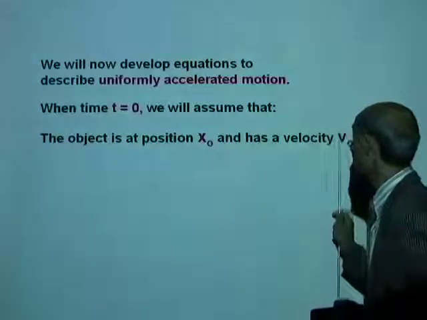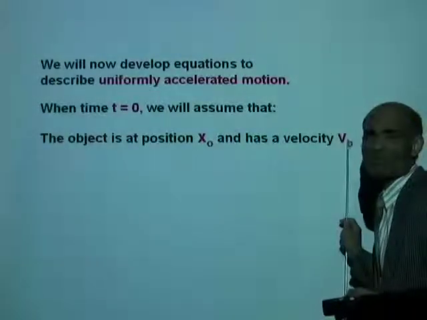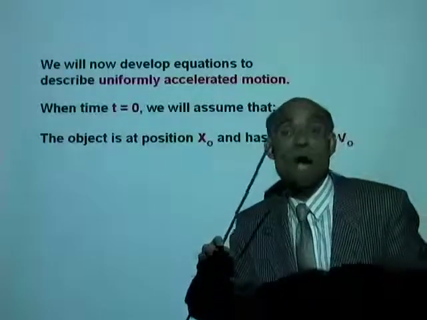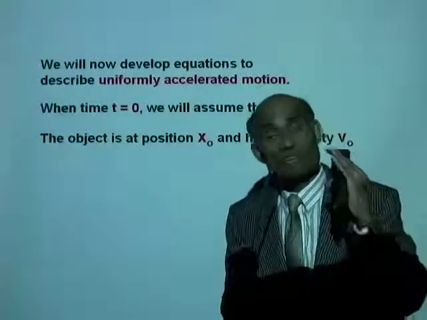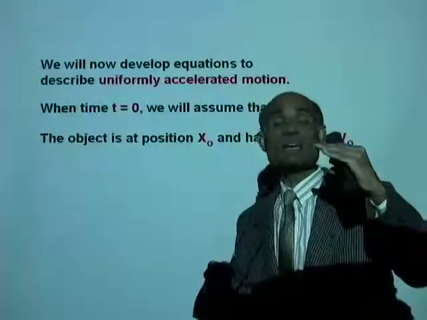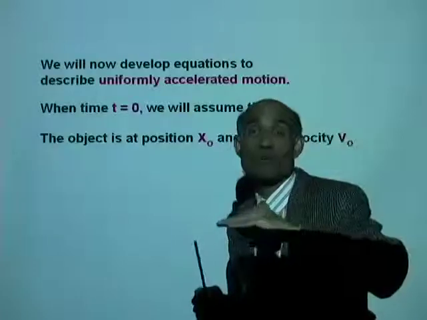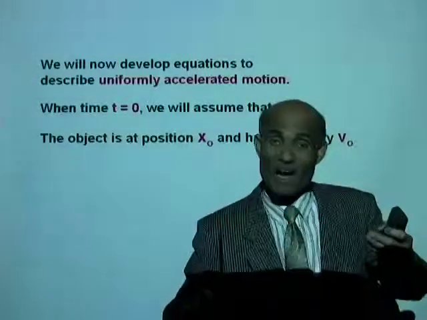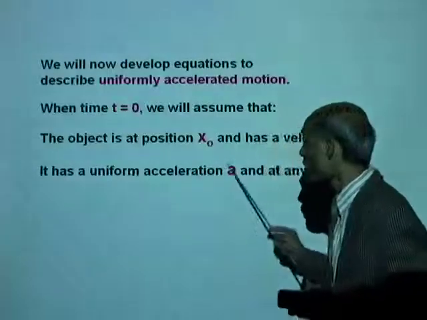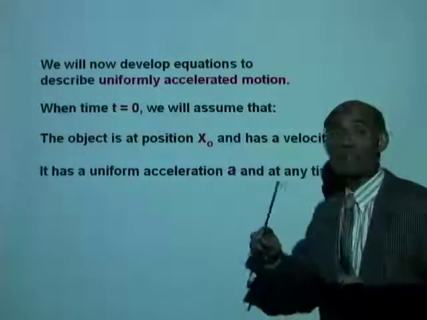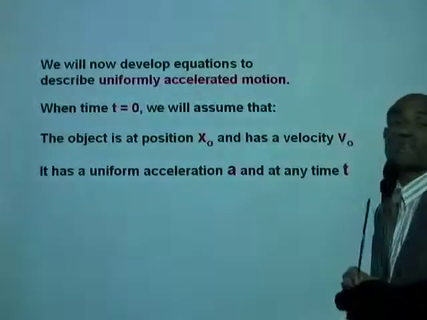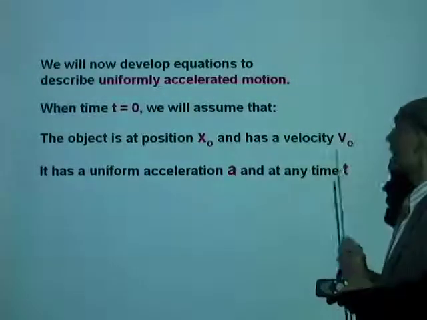Now very often I have a habit of representing the v0 as v sub i. Now if you see that, think that they are the same thing. What does v sub i stand for? Initial velocity. Initial, when you start your clock. Okay, it has a uniform acceleration a. In other words, the acceleration does not change. Its value is a at any given time t.